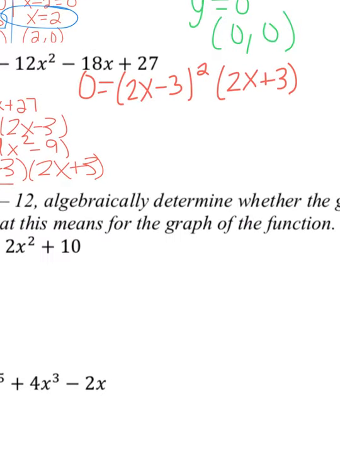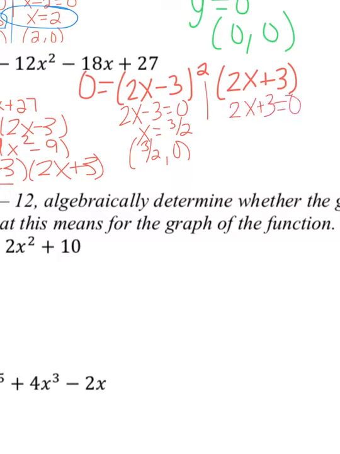So now when we go to solve for the x-intercepts, 2x minus 3 equals 0. That gives me x equals 3 over 2. You write it as the coordinate 3 over 2, comma 0. This side, 2x plus 3 equals 0. So x is equal to negative 3 over 2. So that is negative 3 over 2, comma 0.